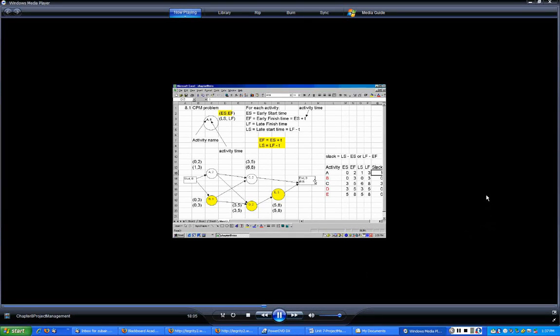8.1 on page 365 in the book. Okay, and you may want to pause now. You may want to read the problem before you begin to hear the lecture.